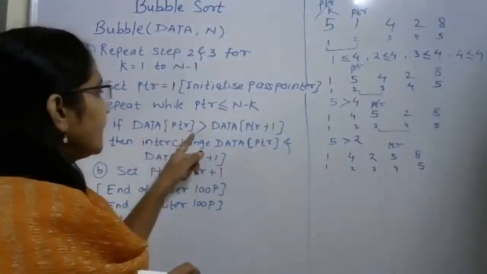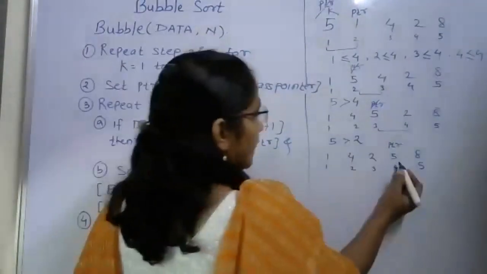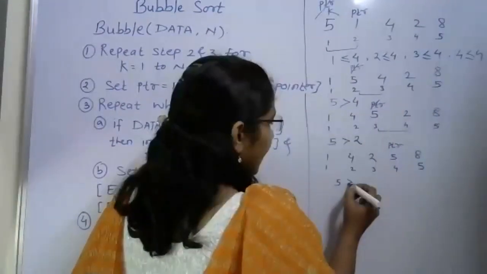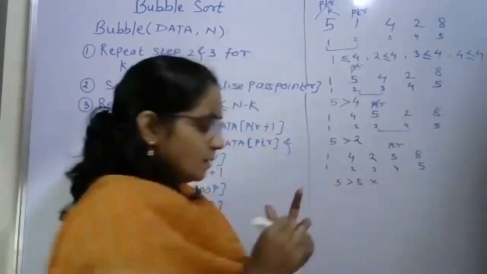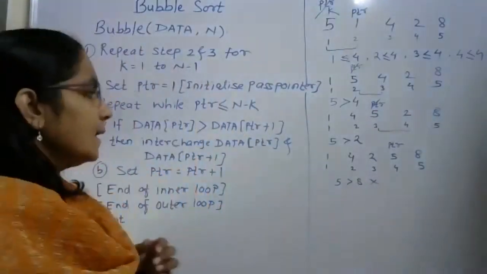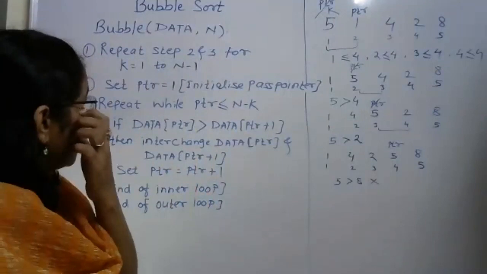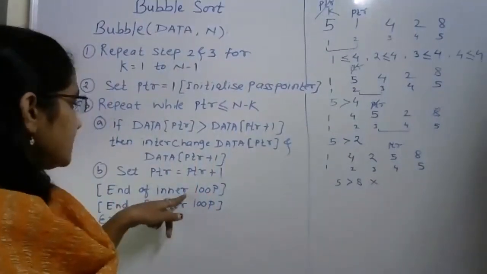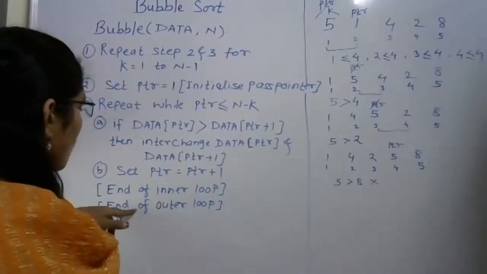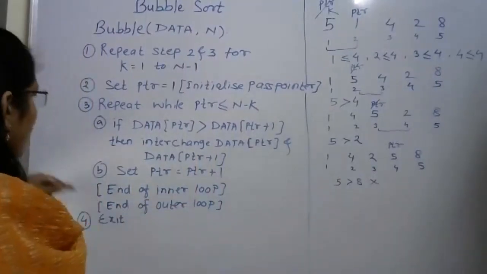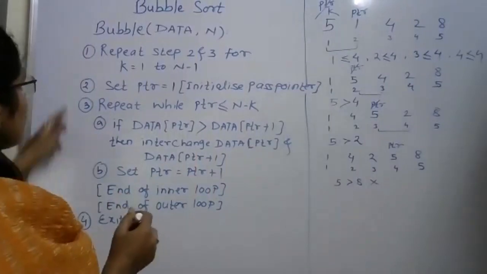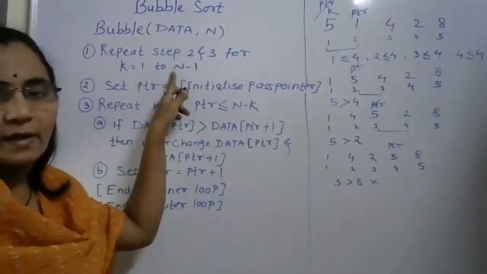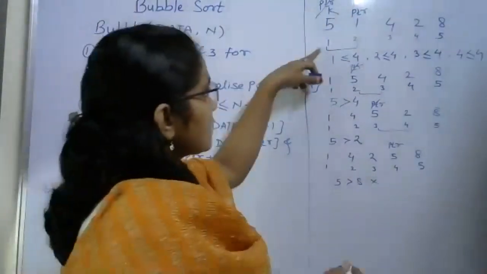Check whether data of PTR is greater than data of PTR plus 1. So data of PTR, 5, is greater than 8? No, the condition becomes false, and here the inner loop ends. Now you go to the outer loop. The control directly jumps to the outer loop, and here the value of k is increased by 1. Initially the value of k is 1.